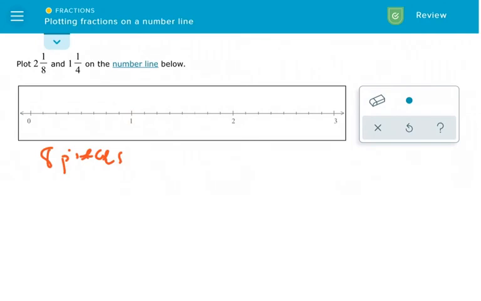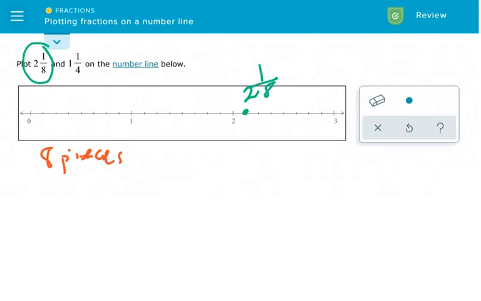So I look right up here and I see that 2 1/8 is already cut into 8 pieces. So this one is my happy fraction and my happy mixed number that I'm happy to plot. So I go over to 2 and then I move over 1/8. So this point right here is 2 1/8.